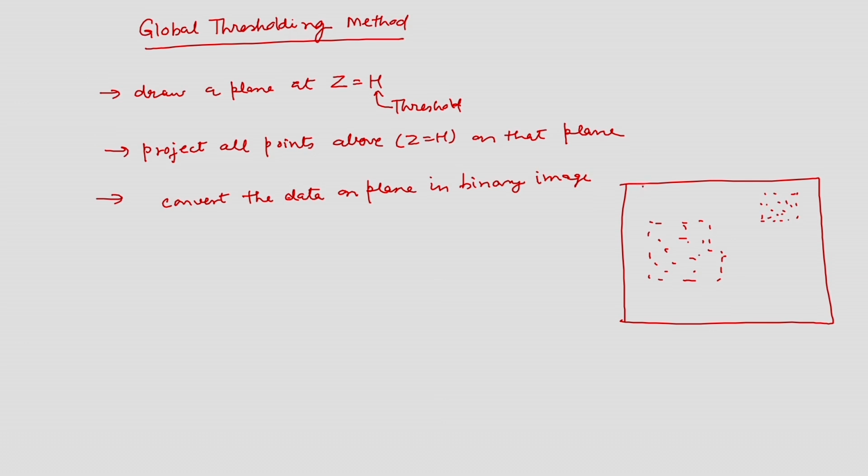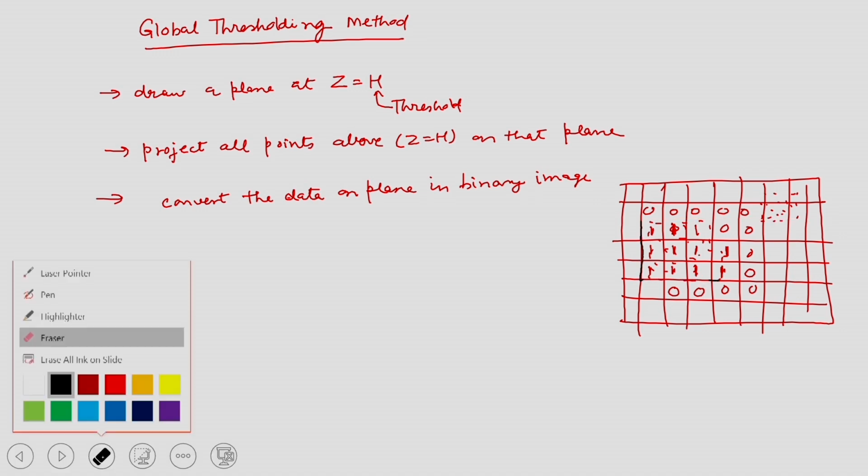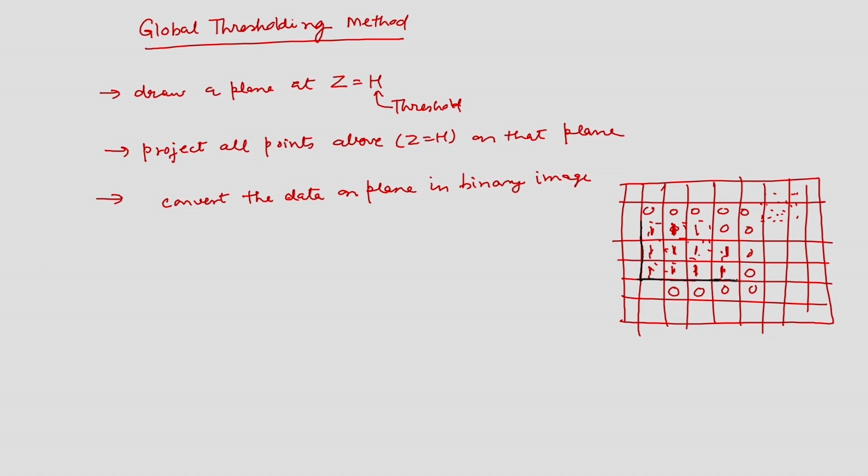Now divide the complete plane into grids, and if there is a LiDAR point in a certain grid, I will call that grid 1. So, this is 1, this is 0, this is 1, this is 0, this is 0, 0, 0, 0, 0 and so on, 1 here, 1 here, 1 here, 1 here, 1 here, 1 here. Filled pixels belong to the building. This is the building here.